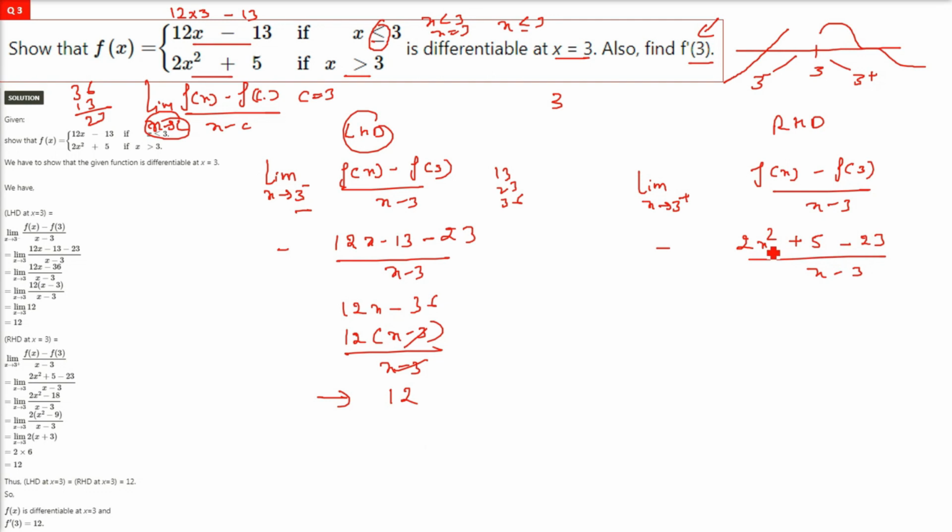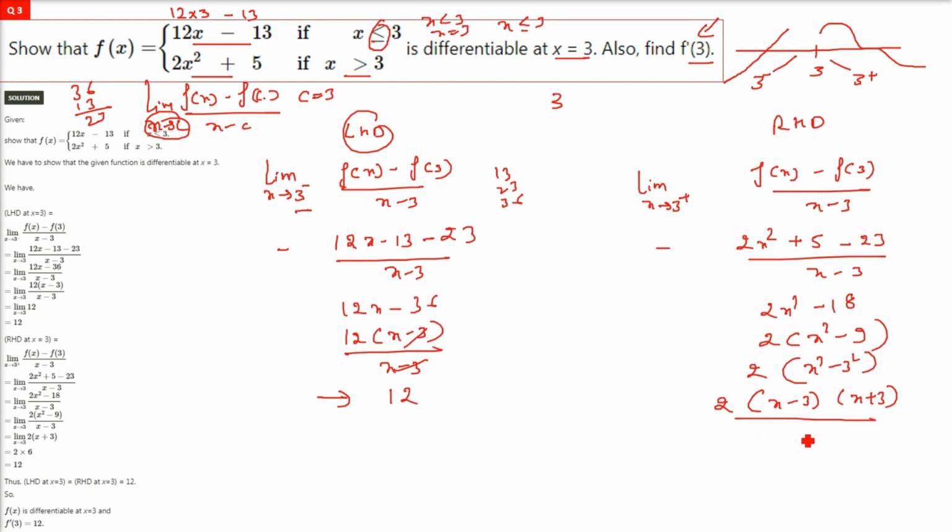Now coming to the right hand derivative, what do you see here? This 5 minus 23 is negative 18. 2x square minus 18, just take 2 common, x square minus 9 it will be. And divided by x minus 3. So this x square minus 9 can be written as x square minus 3 square. You can use a square minus b square formula as a minus b, a plus b. So it will be x minus 3, x plus 3. X minus 3 is already in the denominator. You can just cancel these two out. 2 into x plus 3, it will be there.